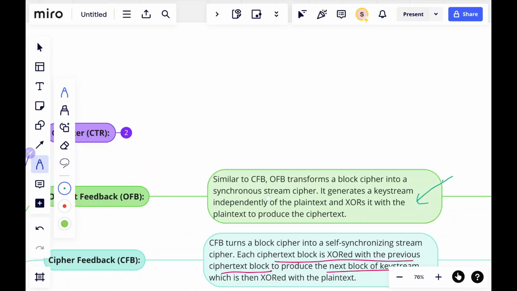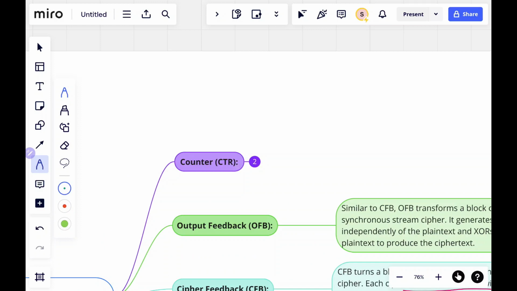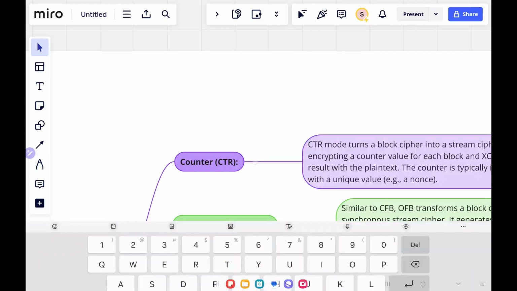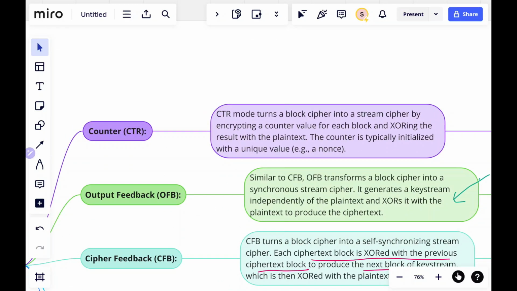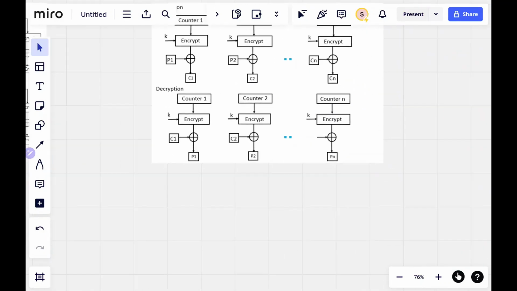And finally, the last mode is what we call the counter mode. So what exactly is the counter mode? The counter mode is very simple. It turns a block cipher again into a stream cipher by encrypting a counter value for each block and then XORing it with the plain text. See the diagram?